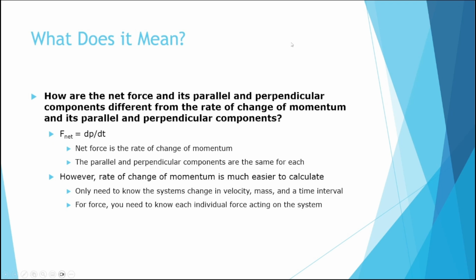So for our what does it mean question, the first one is how are the net force and its parallel and perpendicular components different from the rate change of momentum and its parallel and perpendicular components? Because of Newton's second law, we know that the net force is equal to the rate of change of momentum, and therefore the parallel and perpendicular components are going to be the same for each. However, the rate of change of momentum is much easier to calculate in this case, since we only need to know the change in velocity, the mass of the system, and the time interval, while for force you would need to know each individual force acting on the system, which can be very difficult in large scales.